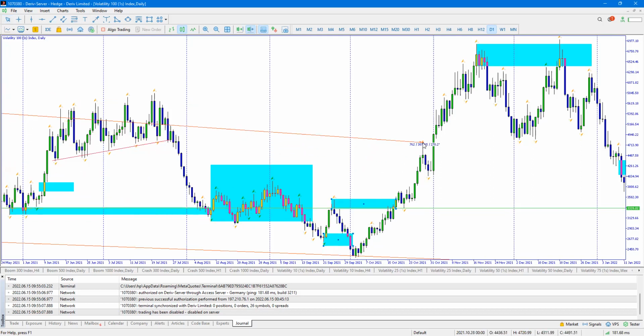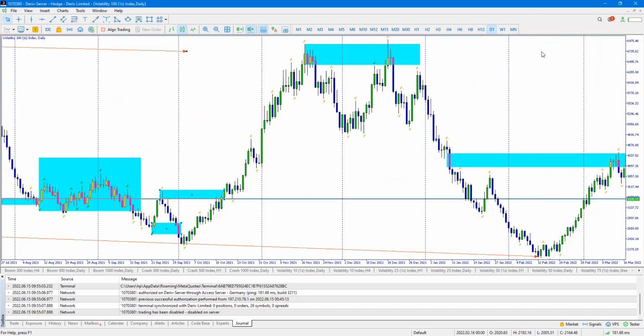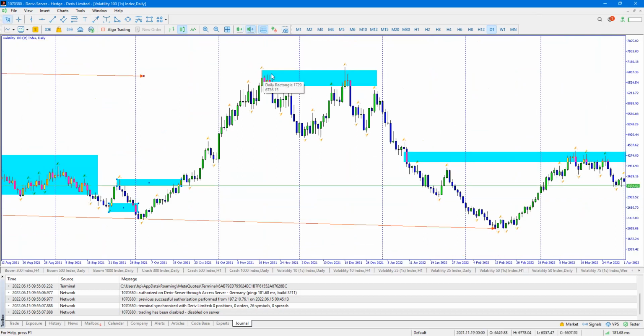And then there was a push up to the upside. So we have a new trend, high, low, high, high, low, high, break of structure, next break of structure. It came back to retest this candle.